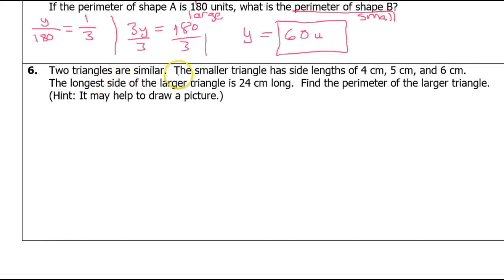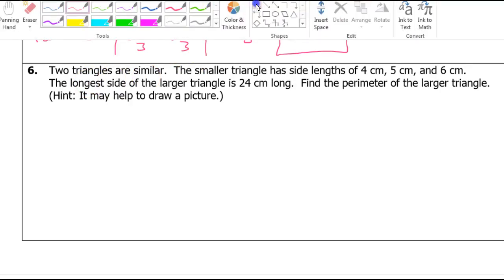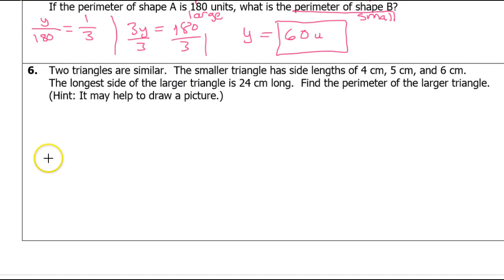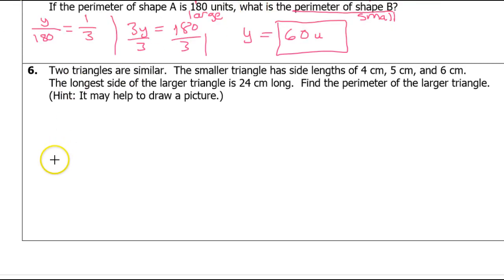Two triangles are similar. The smaller triangle has side lengths 4, 5, and 6. Let's go ahead and draw that. Here comes the smaller triangle. Oh, you know what? I guess I messed up. Let me do that again. So, smaller triangle. Okay, that's a smaller triangle.